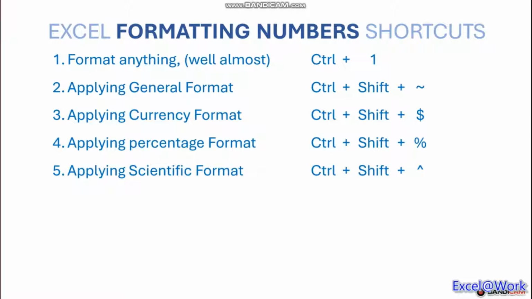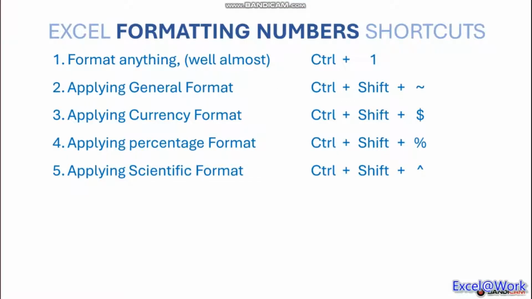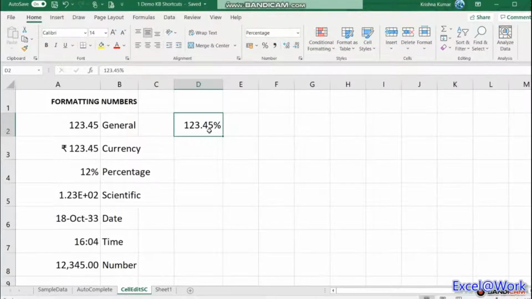Next, the scientific format is where you get the number to its power. So the same number 123.45, entered in scientific format, uses Control Shift caret, that is the key with 6. Caret is also called circumflex in a few places, but basically we use the word caret. So if it is a larger number, 1 2 3 4 5 6, it becomes 1.23 to the power e05.